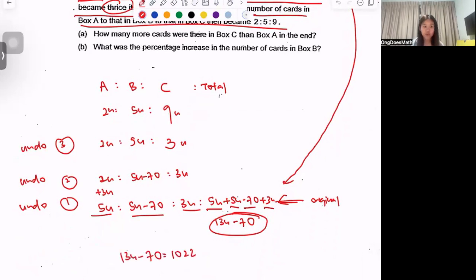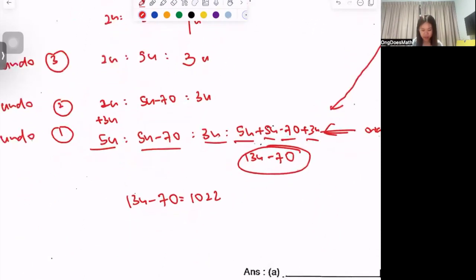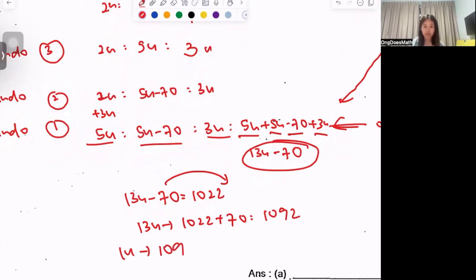So all the units should be on one side and all the constants or all the whole numbers should be on the other side, right? So we want to shift this 70 over. So since it is minus, when we shift over, it should be plus. So 13 units is just 1022 plus 70. Should give you 1092. And to find out what 1 unit is, we just take 1092 divided by 13. So that should give you 84.